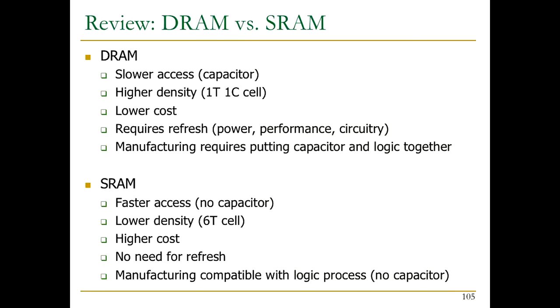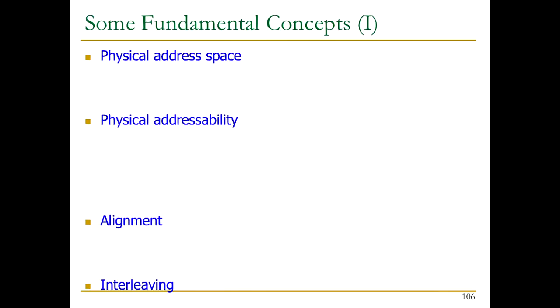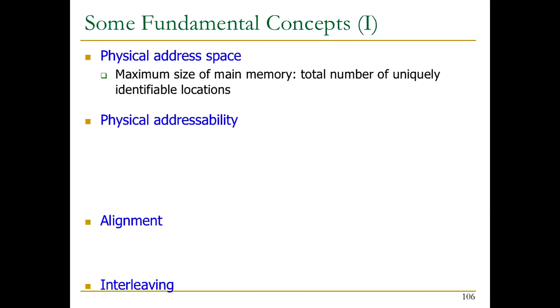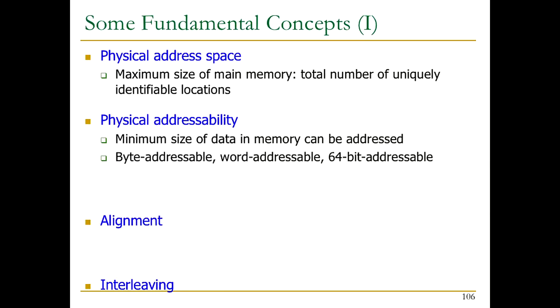So let's talk about some fundamental concepts in memory before we go more. So physical address space, hopefully you guys know this. This is the maximum size of main memory. Total number of uniquely identifiable locations, basically. Kind of obvious. Physical addressability, the minimum size of data in memory that can be addressed. You can have byte addressability, word addressability, and 64-bit addressability, for example. And this is also a property of the ISA, right, for example.